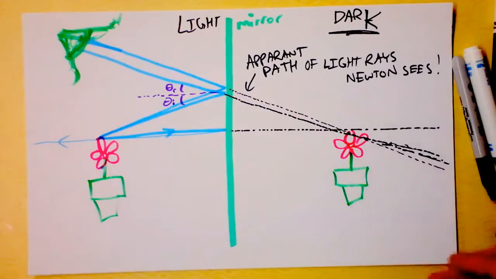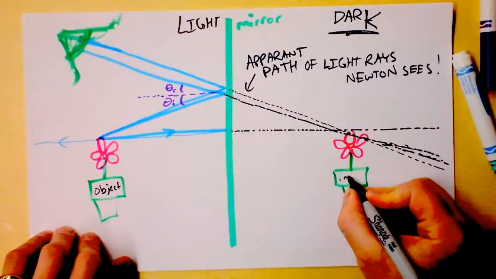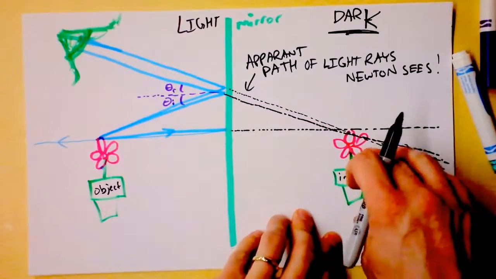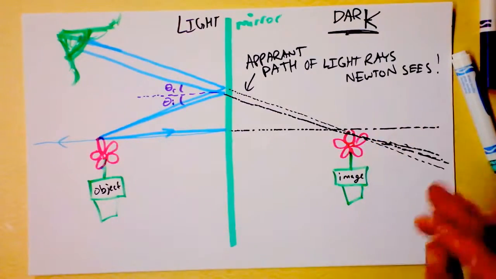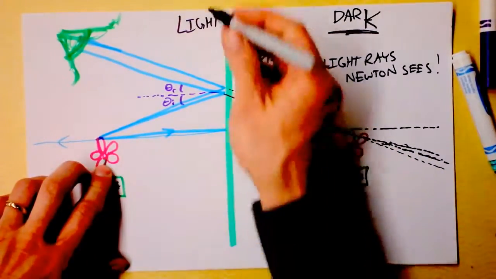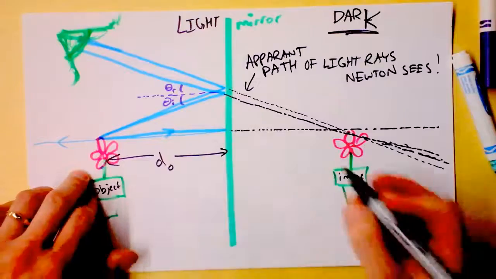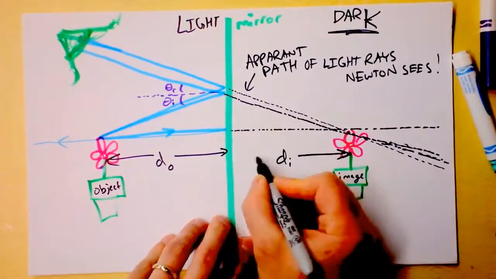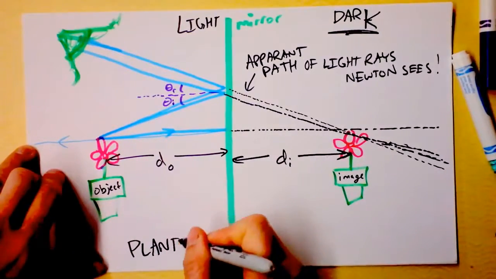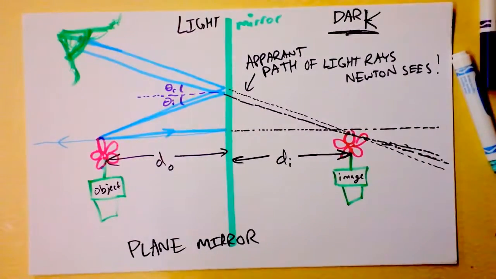So can we define some stuff right here? I'm going to define this guy as the object, and this is the image. So the image is not real. There is nothing here. There's darkness over on this side. But I can define some other things. I can say that this distance right here between the object and my surface is the distance of the object, between there and there. And this is the distance of the image. And what do you notice about the distance of the image and the distance of the object for a plane mirror? Well, personally, I'm noticing that they are exactly the same.